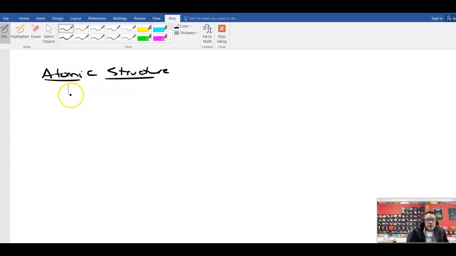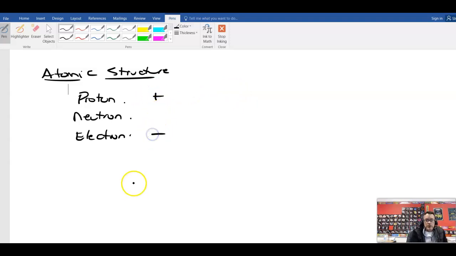So our atoms have some subatomic particles, some things that make them up. These are our protons, our neutrons, and our electrons. Each of these contributes different characteristics to the atom. They have different charges. Protons have a positive charge, electrons have an opposite negative charge. Neutrons are kind of in the middle, they don't have a charge at all.